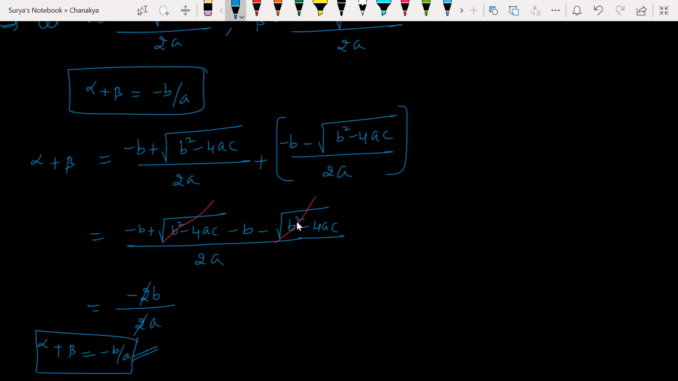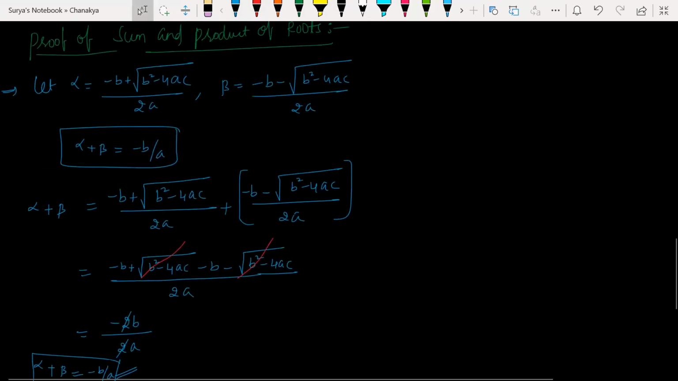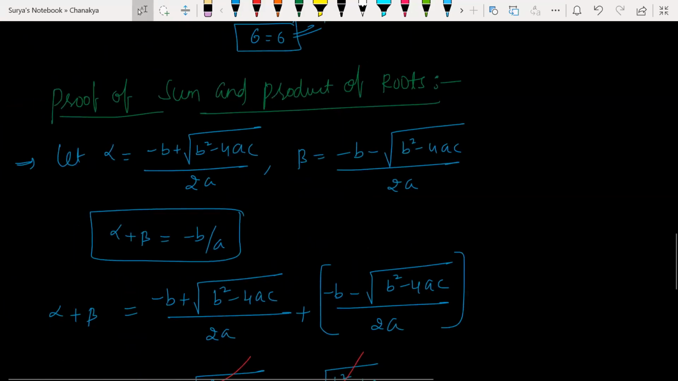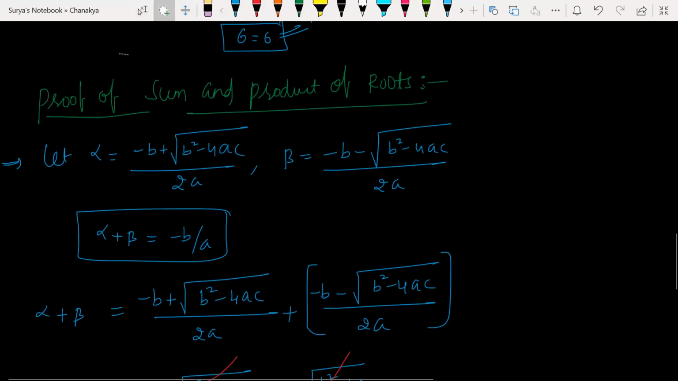The same follows with the product of roots. If you multiply both, you will get c by a. As simple as that. Anudeep, understood? Yes, sir. I understood. Very good.